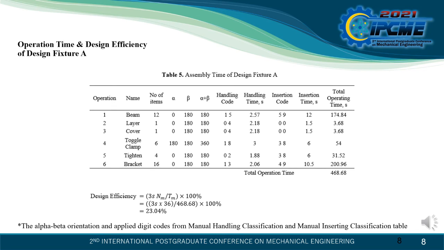The design efficiency can be calculated from this formula, which is 3 seconds times Nm over Tm. Nm stands for the theoretical minimum number of design feature A, and Tm is the total operation time of design feature A. Based on this formula, we can find that the design efficiency of design feature A is 23.04%.